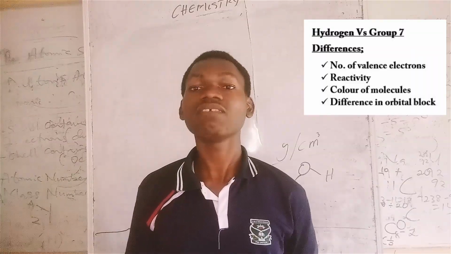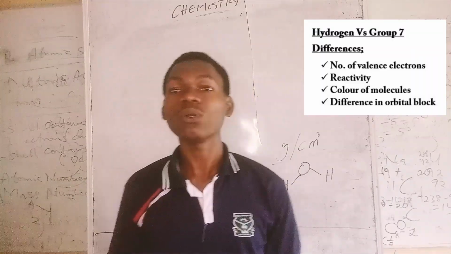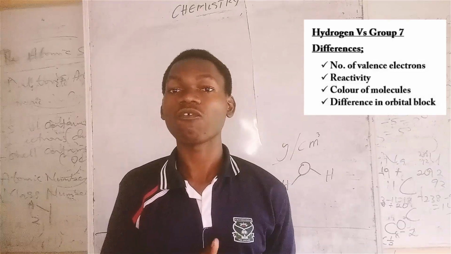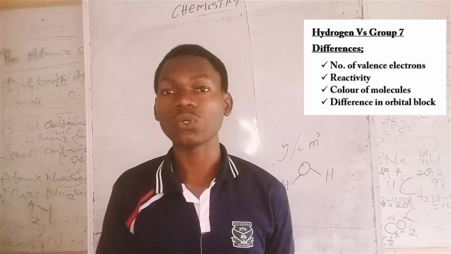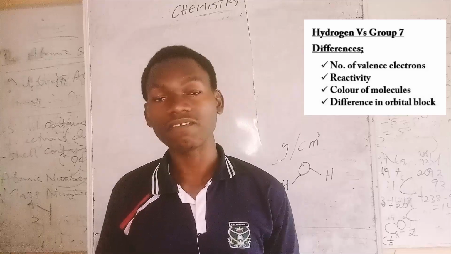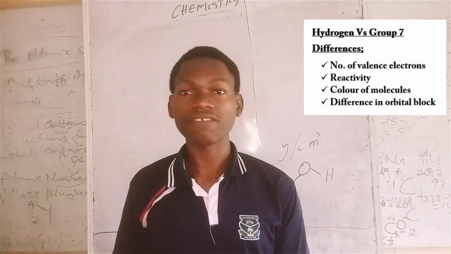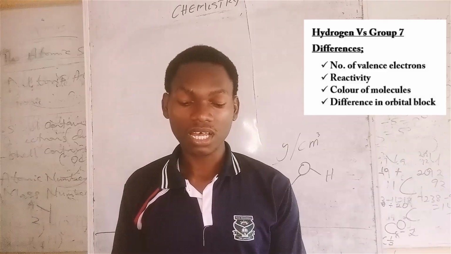And also reactivity. The reactivity of halogens is far beyond the reactivity of what? Of hydrogen. So halogens are more reactive than hydrogen. So this is a very wide difference between the halogens and hydrogen.